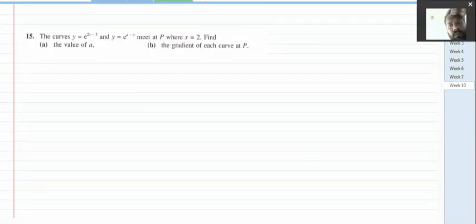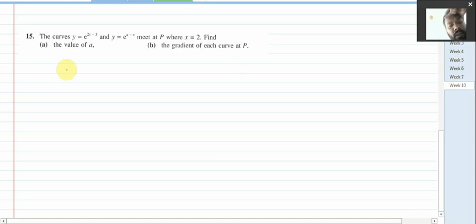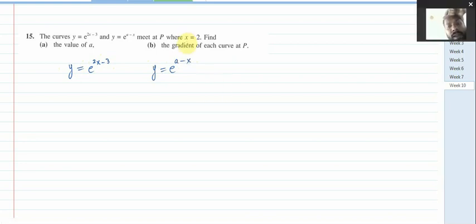The question says the curves y is equal to e to the power 2x minus 3 and y equals e to the power a minus x meet at P where x is equal to 2. Find the value of a. So firstly, I have two equations of curves. The first one is y is equal to e to the power 2x minus 3 and the next one is y is equal to e to the power a minus x. We have the value of x and that is equal to 2.